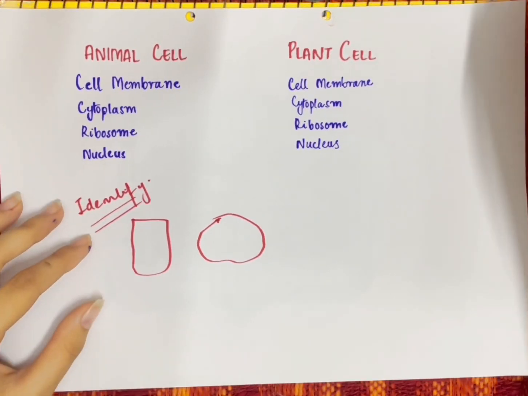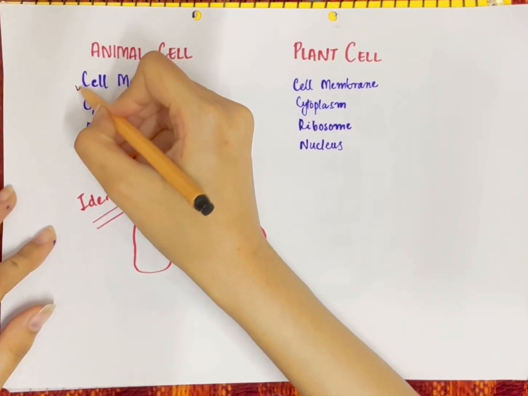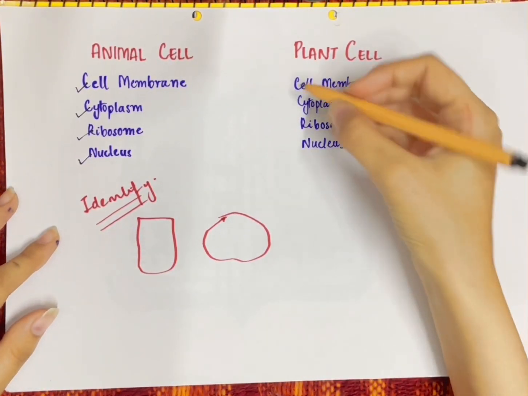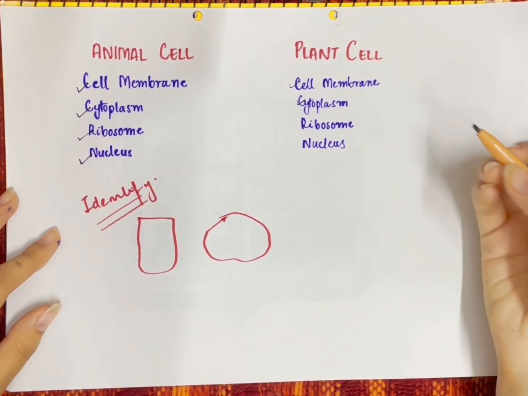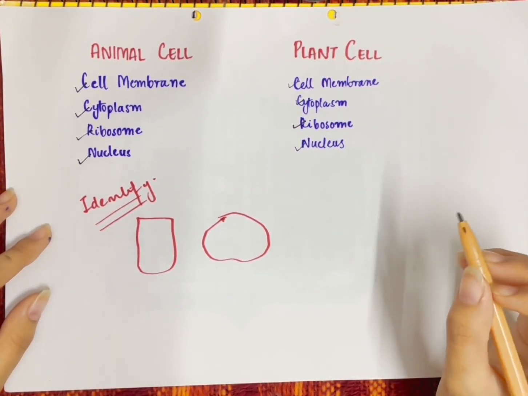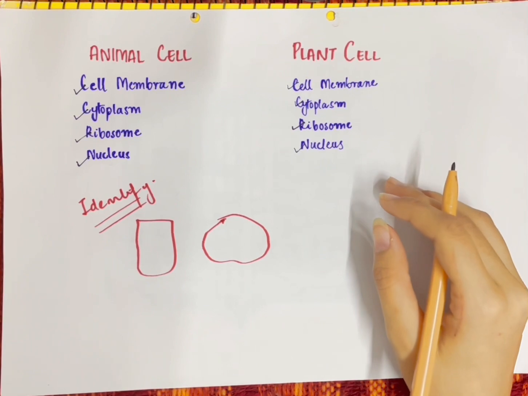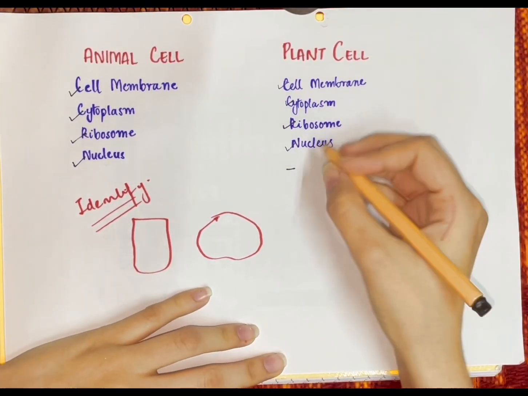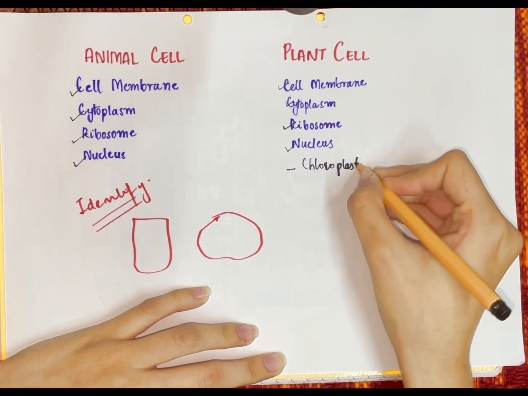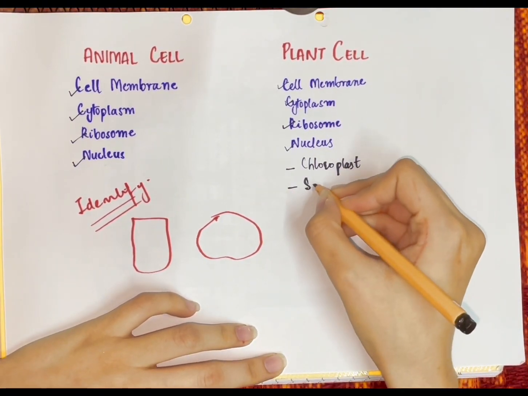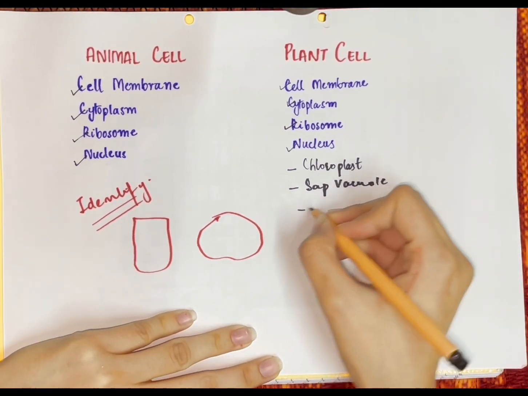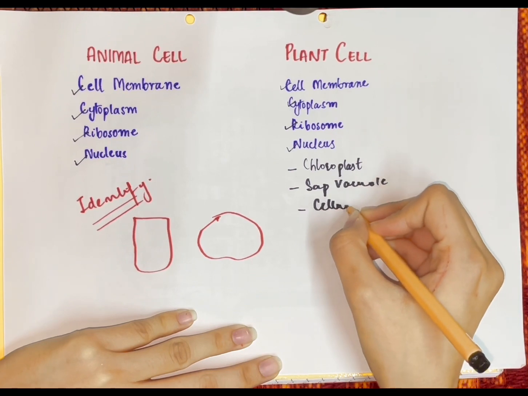An animal cell has a cell membrane, cytoplasm, ribosome, and a nucleus. Whereas a plant cell also has a cell membrane, cytoplasm, ribosome, and it also has the nucleus. Then what differentiates a plant cell from an animal cell? So the organelles that are different in the plant cell are chloroplast, then a sap vacuole, and then a cell wall.